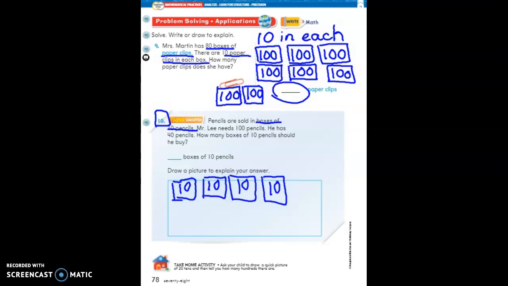So he has, it says here, he has 40. He needs 100. So how many more will he need? How many more will he need to get 100? So what are we going to add to this number to get 100 total? You're going to need to count by tens. So to finish that one, you count by tens, and you count how many boxes of 10 in each.